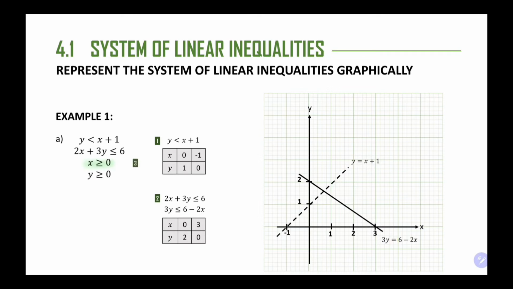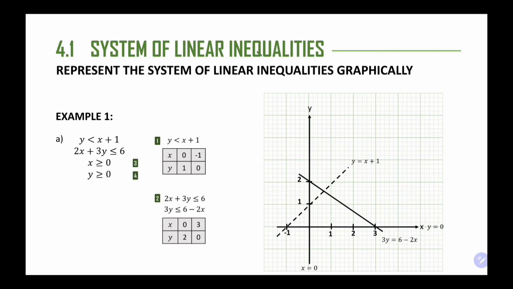Okay, next we have x greater than or equal to 0. This means we have x equals 0 on the y axis, so a straight line on the y axis. Then we have y greater than or equal to 0, which means y equals 0 on the x axis, so a straight line on the x axis.